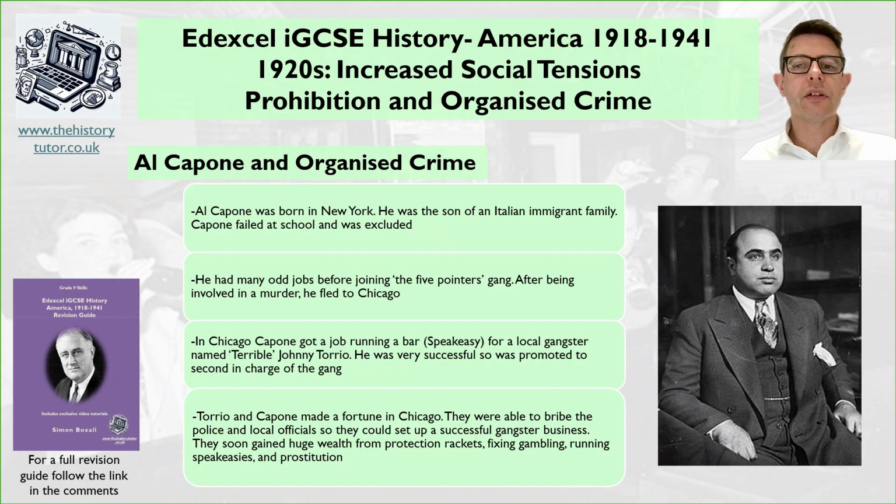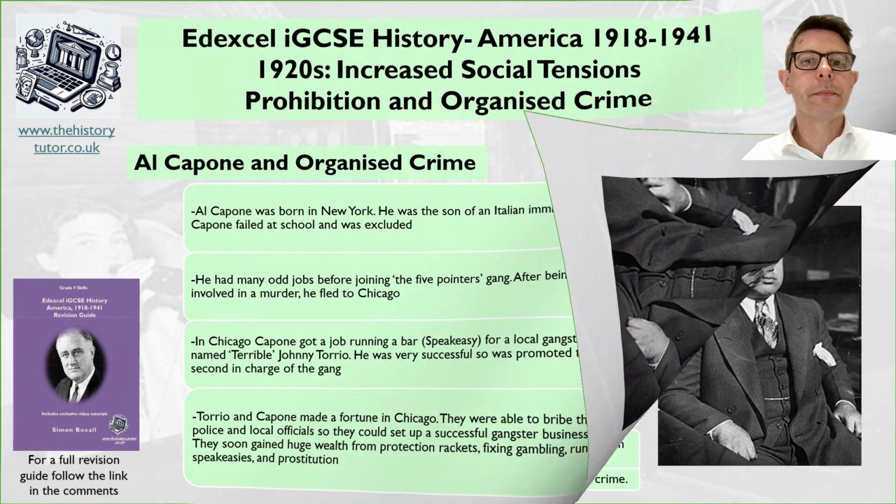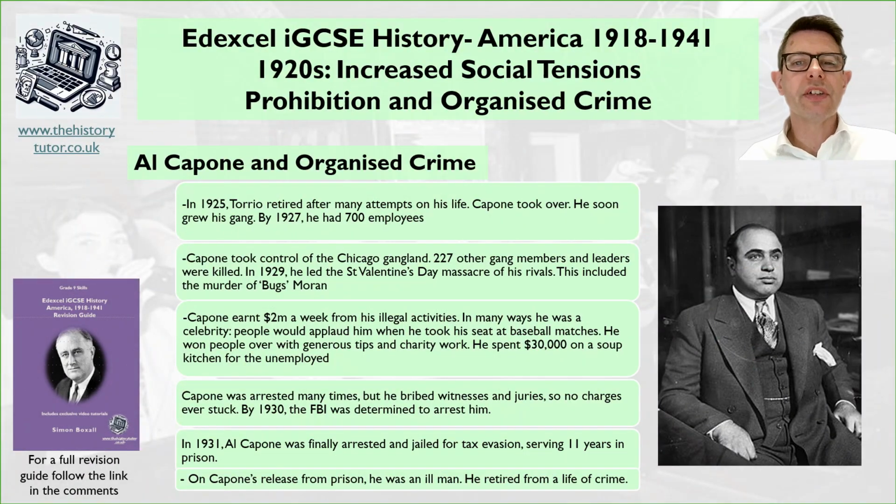In Chicago, Capone got a job running a bar at Speakeasy for a local gangster called Terrible Johnny Torrio. He was very successful, so was promoted to second in charge of his gang after a time. Torrio and Capone made a fortune in Chicago. They were able to bribe the police and local officials so they could set up a successful gangster business. They soon gained huge wealth from protection rackets, fixing gambling, running speakeasies and prostitution. In 1925, Torrio retired after many attempts on his life, so Capone took over.